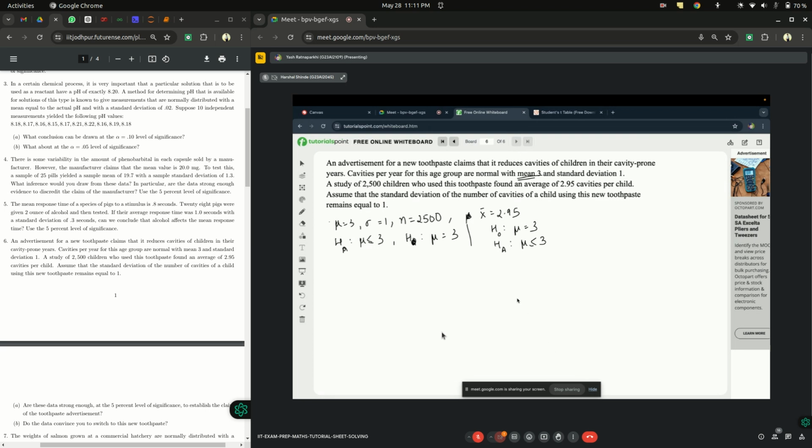Got it? Because it is given as cavities per year for an age group, that means it is a belief. So mu is equal to 3, and on the sample, in the experiment performed, we got 2.95. That means it is less than 3. Now, do you know what we need to claim? We need to check whether what he is claiming, that it is reducing cavities, is correct or not. Right, Naresh? So what will we do?